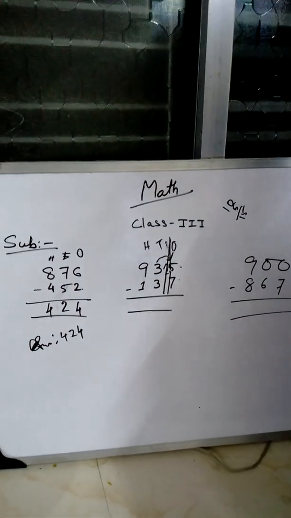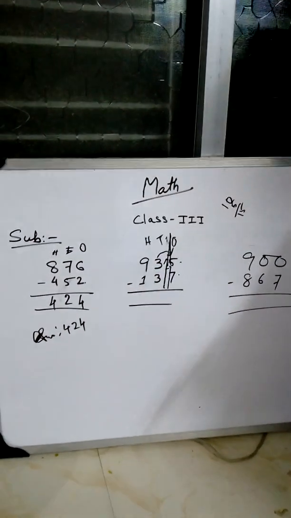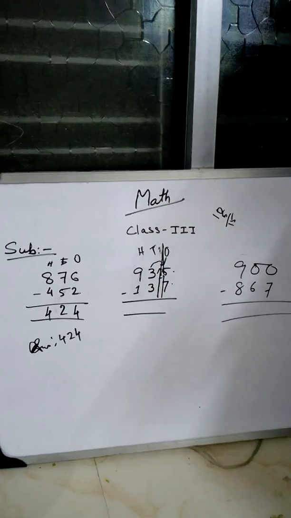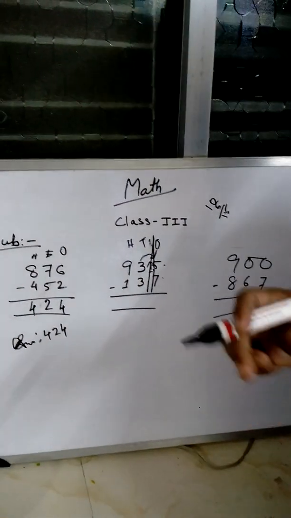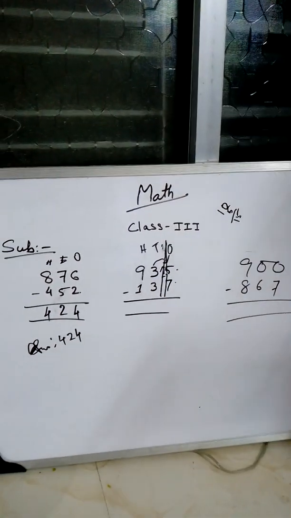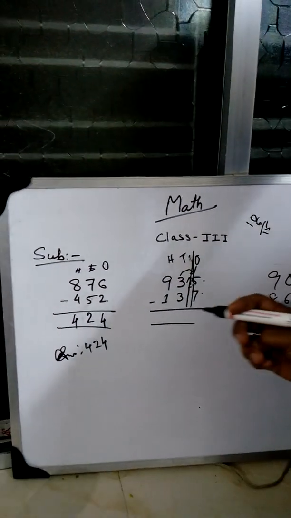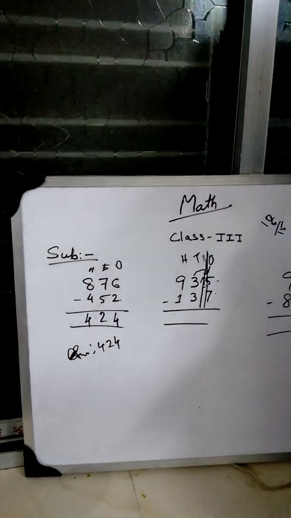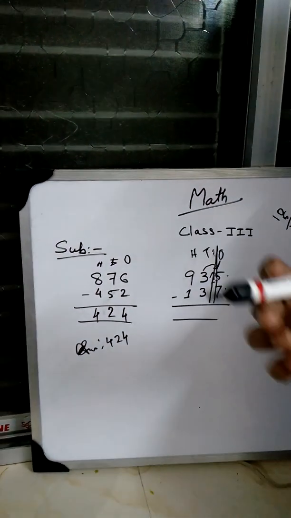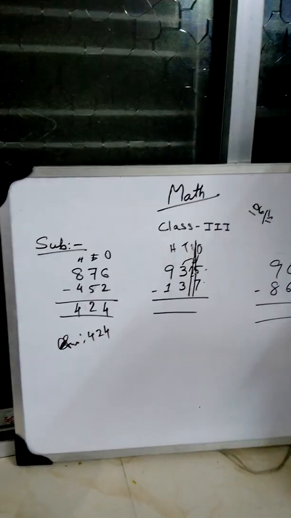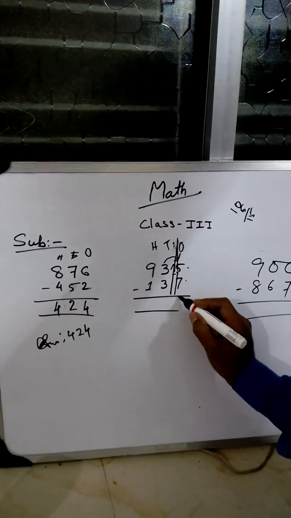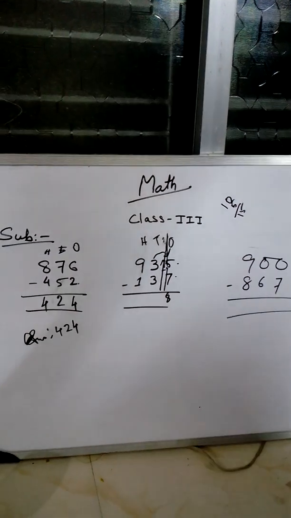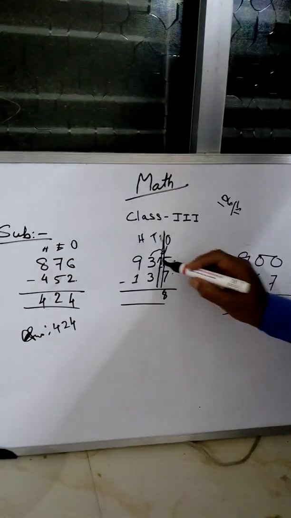So we will count. What is the next digit after 7? That is 8. We will count 15 from 8. 8, 9, 10, 11, 12, 13, 14 and 15. So that will be 8.